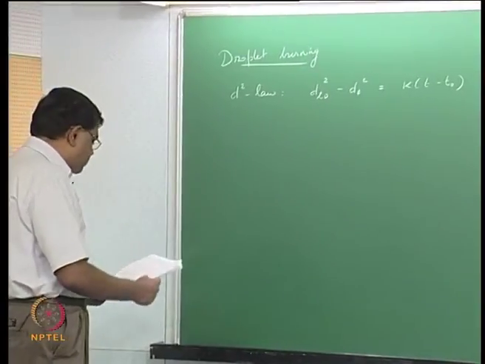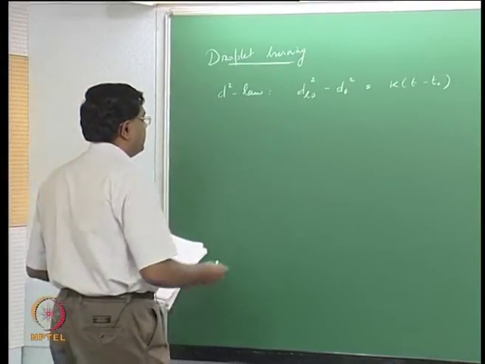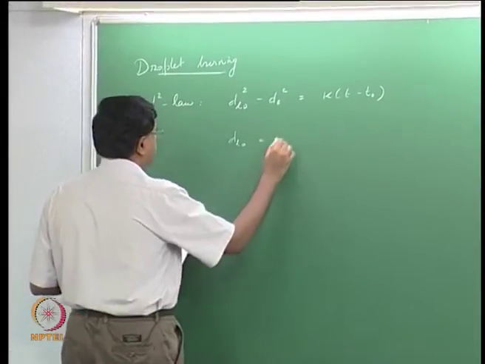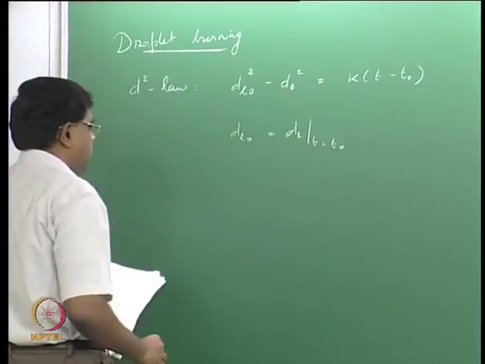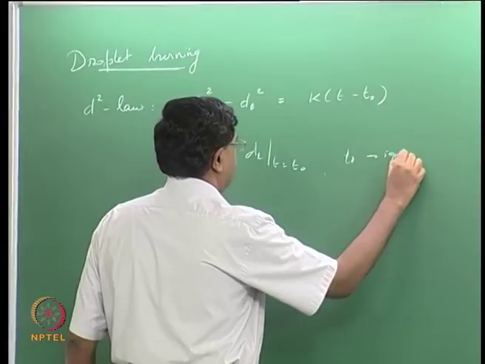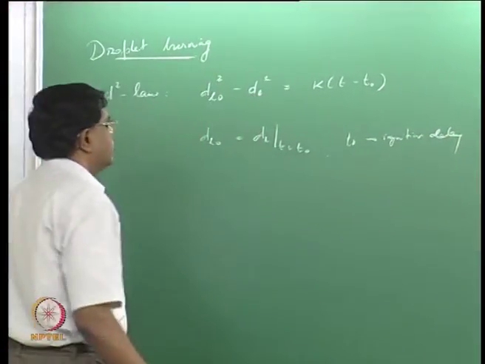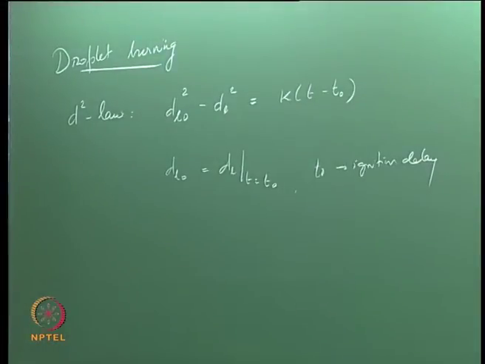Obviously here d_l naught is essentially d_l at time t equals t naught, and t naught could be thought of as an ignition delay beyond which the combustion begins, and k is what is called the evaporation constant.